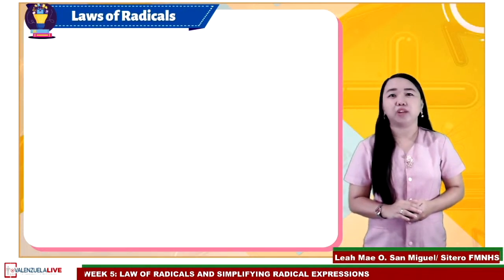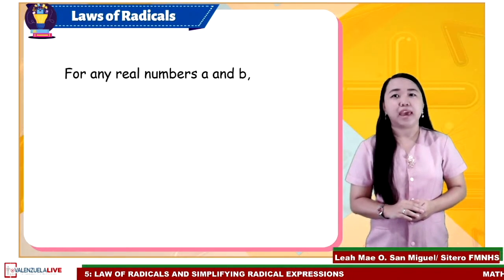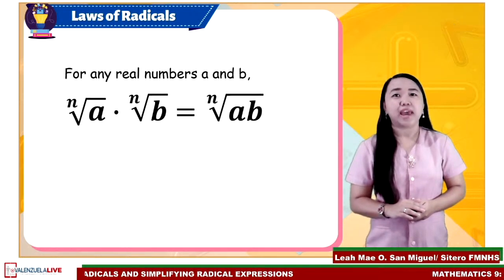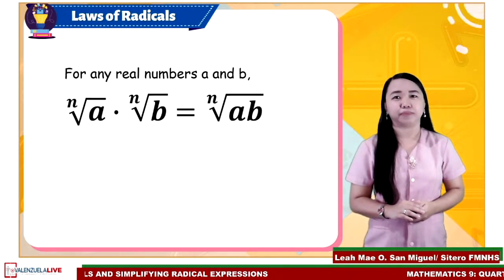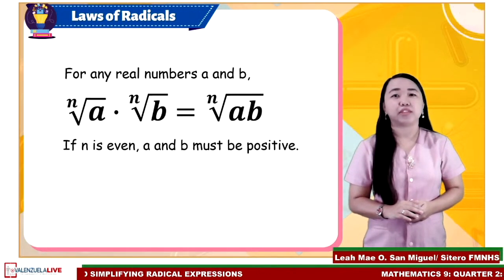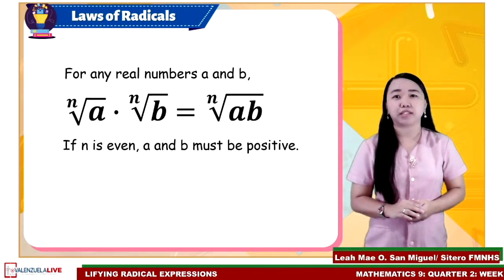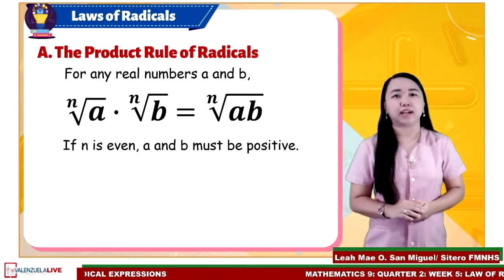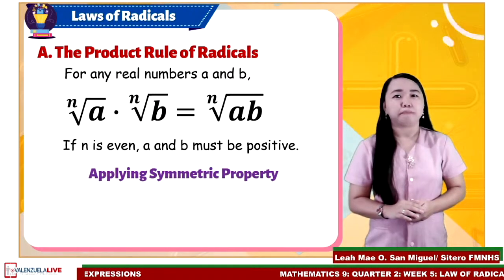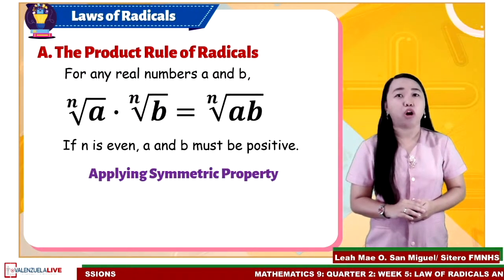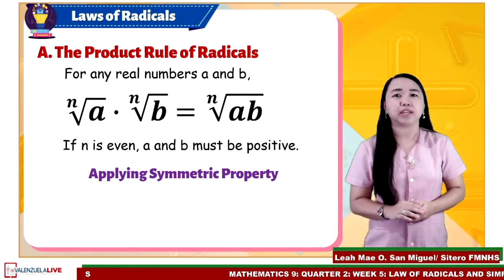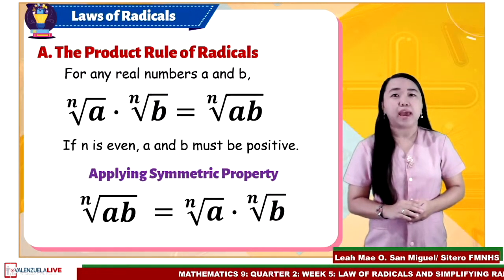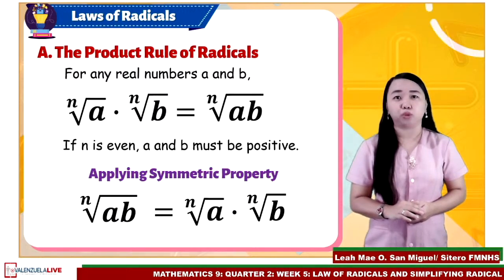For any real numbers a and b, the nth root of a times the nth root of b is equal to the nth root of ab. If n is even, then a and b must be positive. This is what we called the product rule of radicals. Likewise, by the symmetric property, the converse of the product rule for radicals is: the nth root of ab is equal to the nth root of a times the nth root of b.